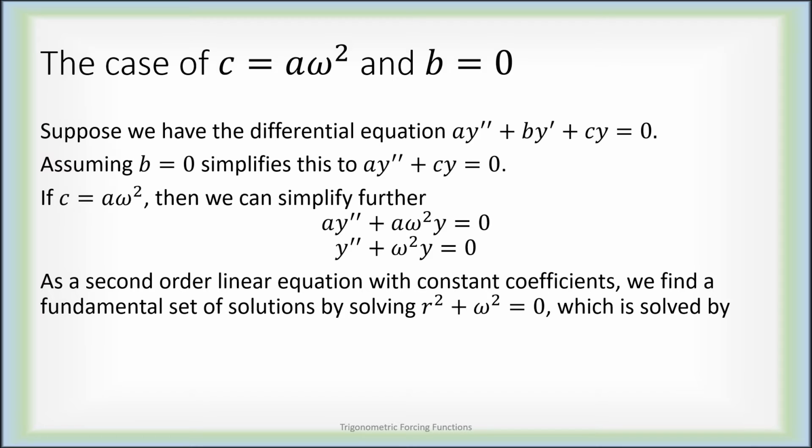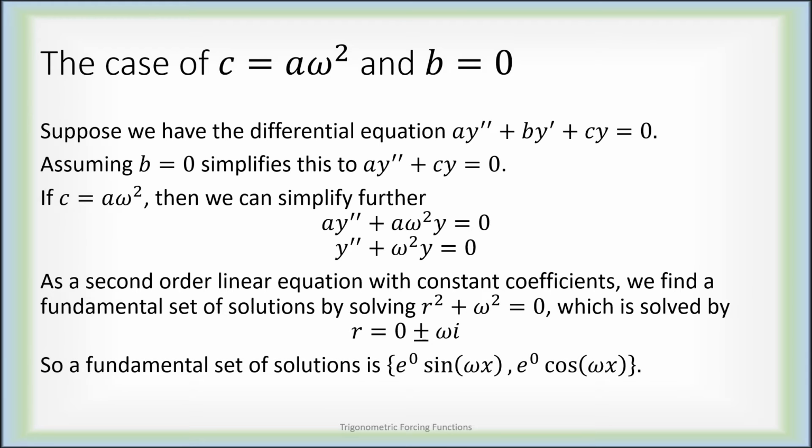So what we do is we find a fundamental set of solutions by solving for roots of the characteristic polynomial. r squared plus omega squared should equal 0. This very quickly is seen to have a pair of complex conjugate roots, plus or minus omega i. Therefore, a fundamental set of solutions is given by e to the 0 times either the sine or cosine of omega x.